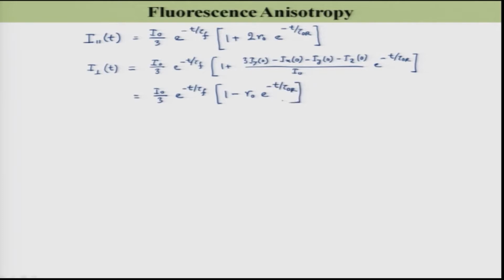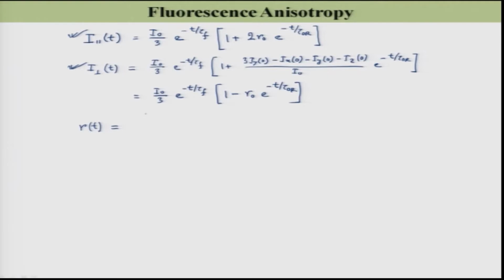Good. So, I got two equations, one for I parallel t and another for I perpendicular t. Now, I can immediately write the form of r t. This is my anisotropy, which is also time dependent. So, for this r t, I will put I parallel t minus I perpendicular t divided by I parallel plus twice I perpendicular. In this case, I am taking the g value equal to 1, but if there is any g value I can take it, but the form will be like this only.